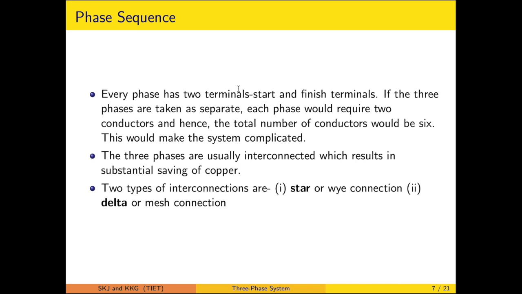So now every phase has two terminals. Likewise, one is the start and the other is the finish. So basically when we have the three phases under consideration, we will have six such terminals. These three phases are formed by the interconnection of these six terminals. That gives rise to the star or Y connection, which we have discussed or referred to in the beginning, and the delta or mesh connection.